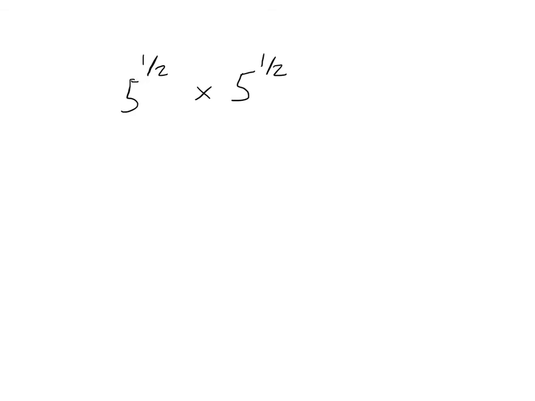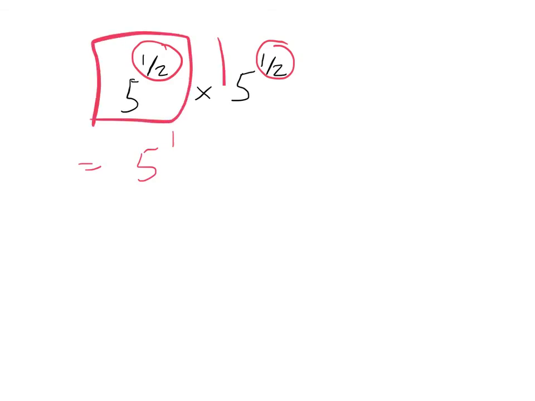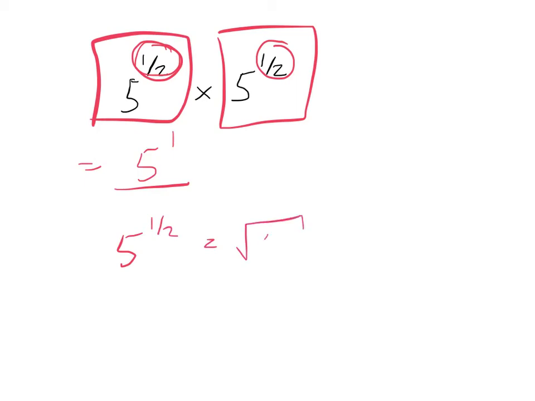So let's apply that rule to this question here. 5 to the power of a half times 5 to the power of a half. Well, a half plus a half is 1, so this must equal 5 to the power of 1. So what is it that when I times it by itself, 5 to the half times 5 to the half, I get the answer 5, or 5 to the power of 1? Well, simply the half there must be denoting it's the square root of 5. So 5 to the power of a half must be equal to the square root of 5, because the square root of 5 times the square root of 5 is 5.